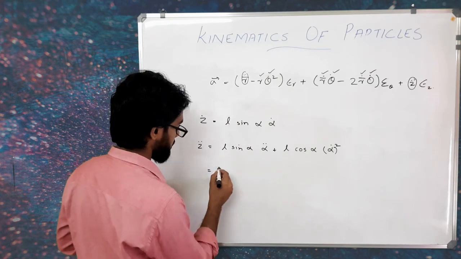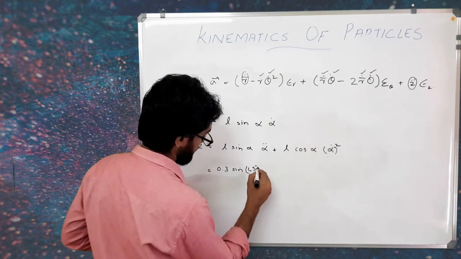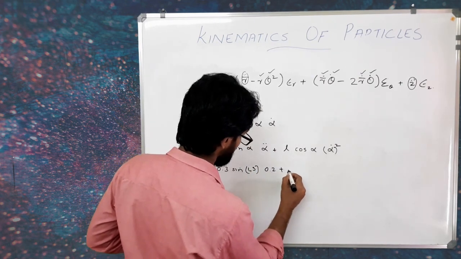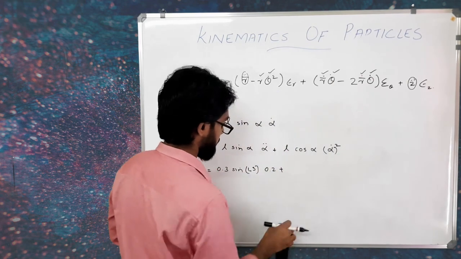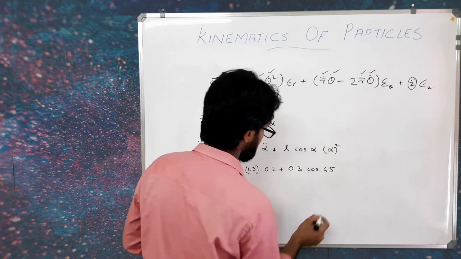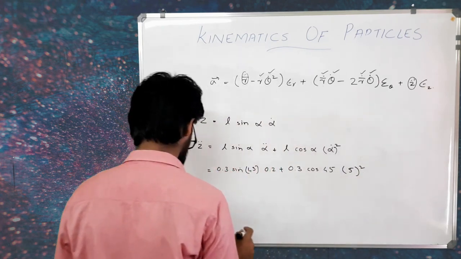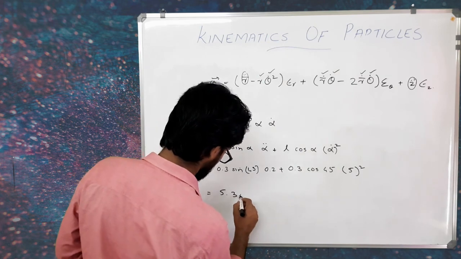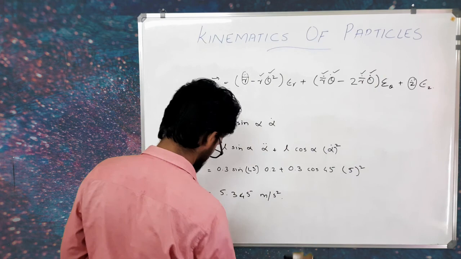So substituting, you will get 0.3 sin 45 into alpha double dot, I think the value is 0.2, plus L is actually 0.3 cos 45, the alpha dot square is 5 square. So if you substitute this, you will get the value of 5.345 meter per second square.